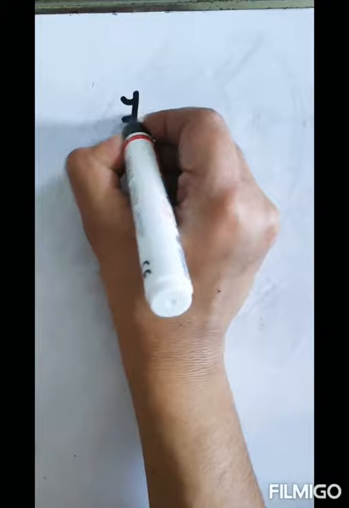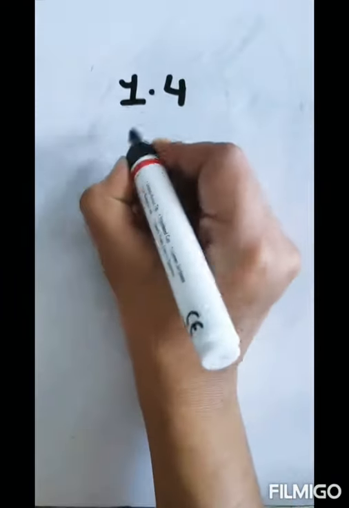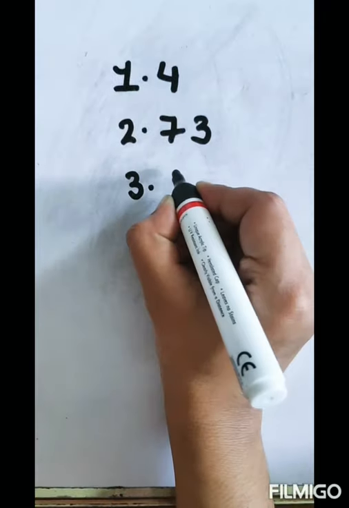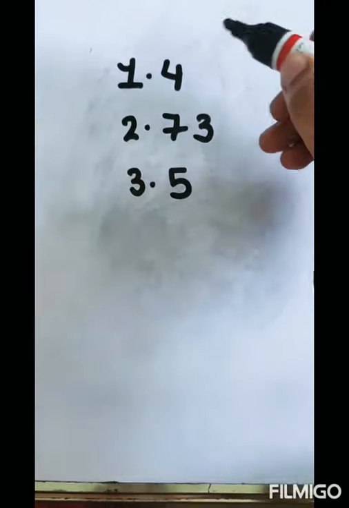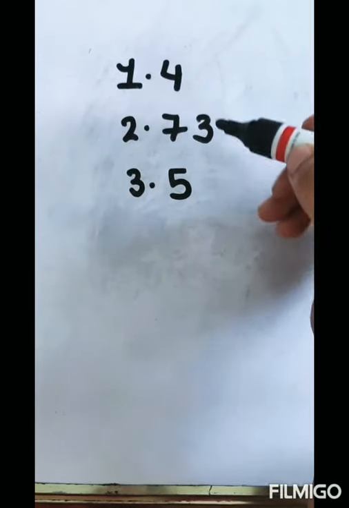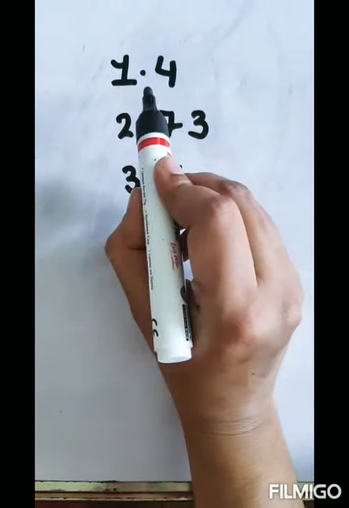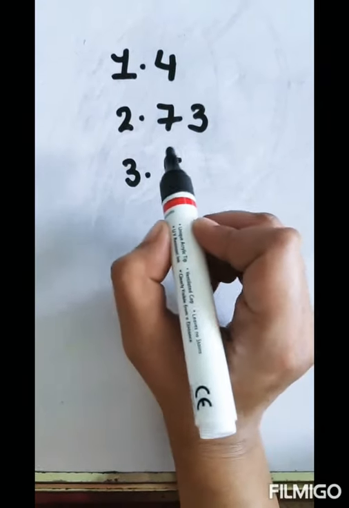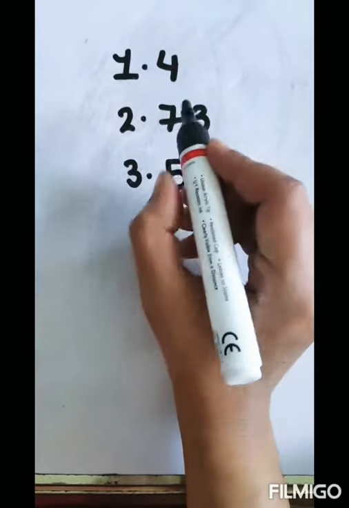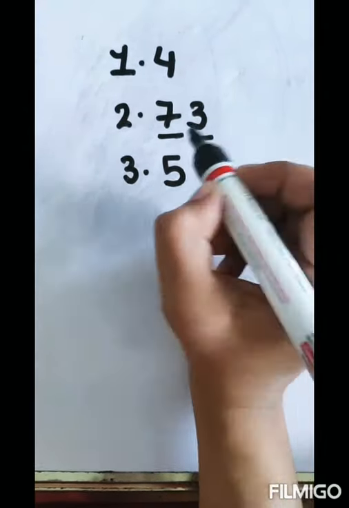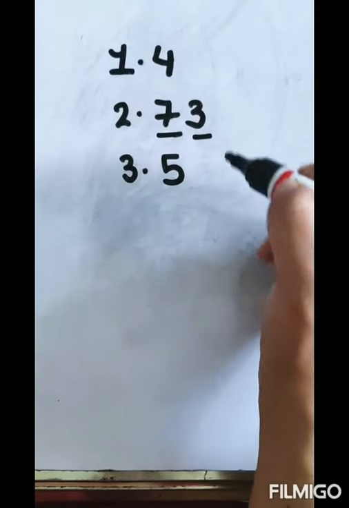Now let us see another example. Like, I am writing an example: 1.4, 2.73 and 3.5. Now are these like decimals or unlike decimals? Yes, these are unlike decimals because the number of digits after the decimal points are different. The maximum number of digits after the decimal point is 2. So we will make 2 digits after the decimal point in each of the numbers.